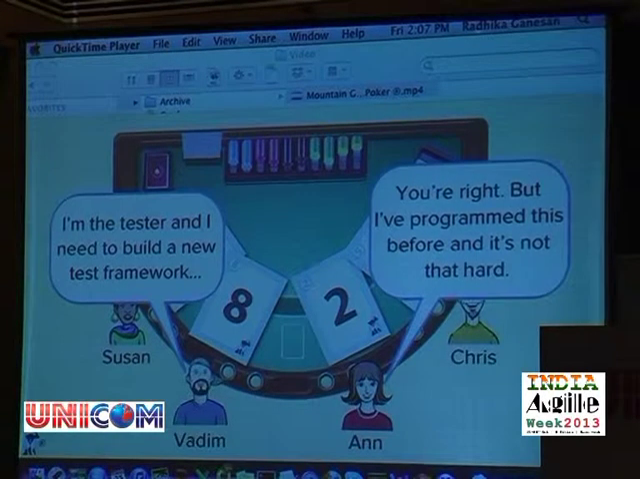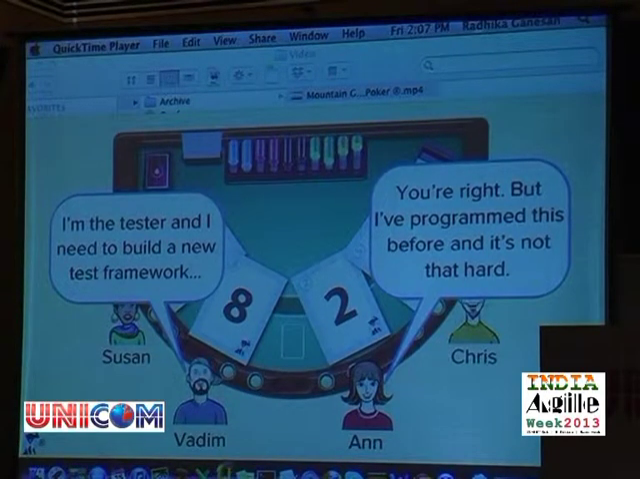Ann says, well, Vadim is right. My 2 is too low, I'm going to come up. But I've programmed this type of thing before, and it's not that hard. So I'm coming up, but not all the way to an 8. Anyone can talk at this point, but I especially want to hear from the outliers.